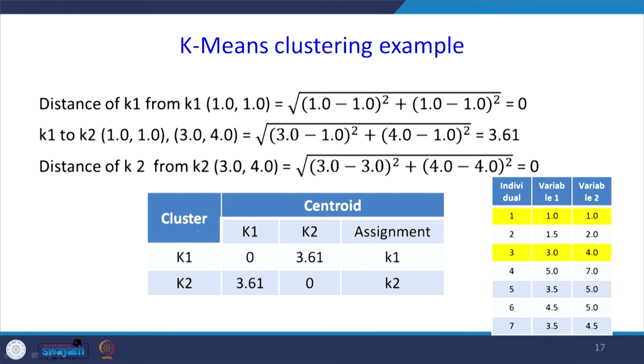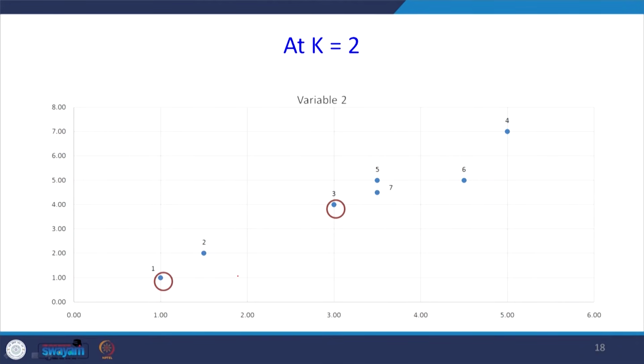So, what I have taken is clusters K1 and K2, the distance between the 2 clusters. So, the distance between K1 and K2 is 3.61, the same value as this one. Okay. Now, we will update this. So, there are 2 points, this is cluster 1 and cluster 2.